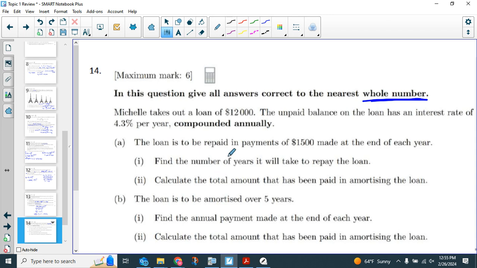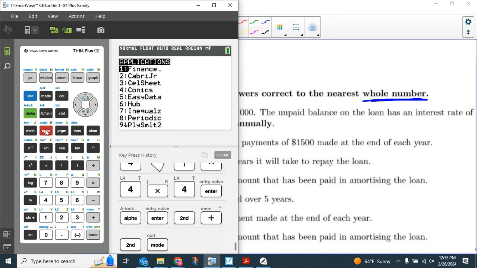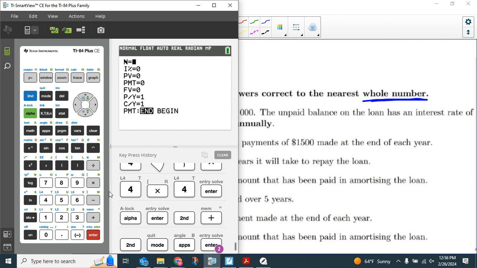All right, so she's making regular payments, and it mentions end or beginning. Those are both big clues to using the TVM solver. So we're going to want our TVM solver here. We hit the apps button, which is right next to my math button. Finance application here. Very first thing is TVM solver. Again, that's the only thing that you're ever going to be using from this. Apps, enter.